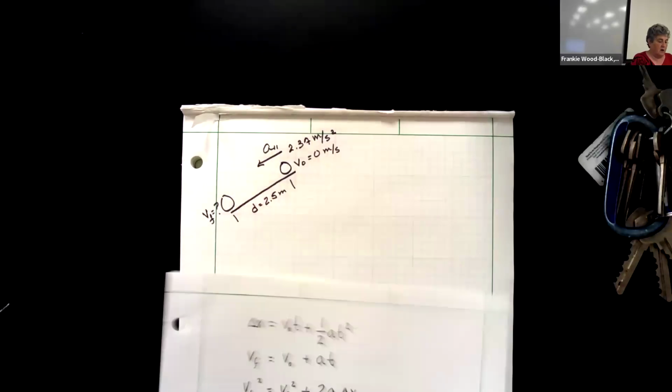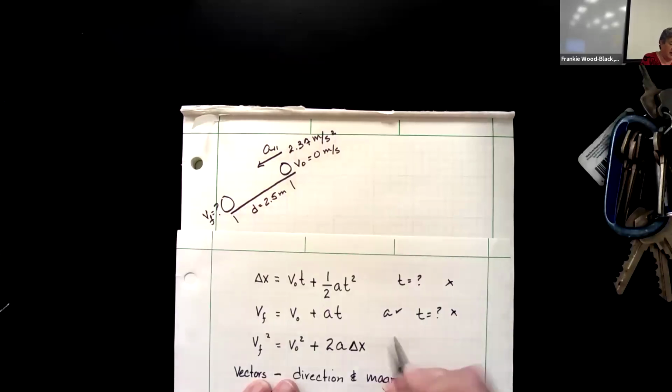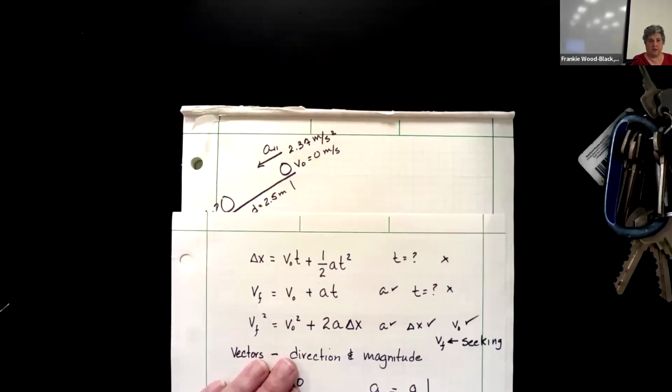So we go back to our equations here. I know acceleration, check. Time, no, I don't know time, so that one is not going to help me. This one's got time in it too, so this one's not going to help me either. But this one, I have acceleration, check. I have my change in position, check. I know my initial velocity, check. And my final velocity is what we're seeking. So I know which equation to use.